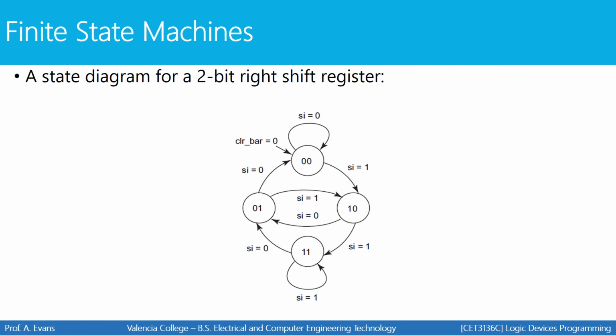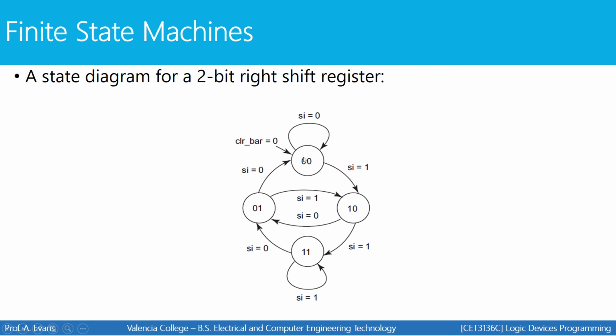My third example for a state diagram is for a 2-bit shift right register. Notice if it's 2 bits, that means I'm going to have 4 possible states: 0 0, 1 0, 1 1, or 0 1. Those are my 4 possible states. I have the clear bar input right here, allowing me to initialize the state machine and begin in our initial state of 0 0.